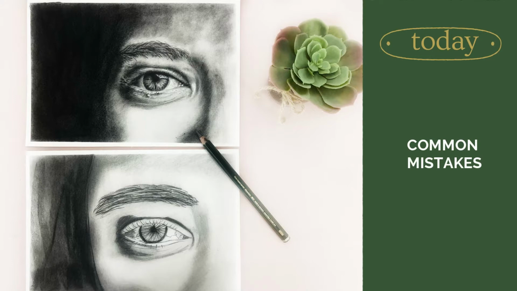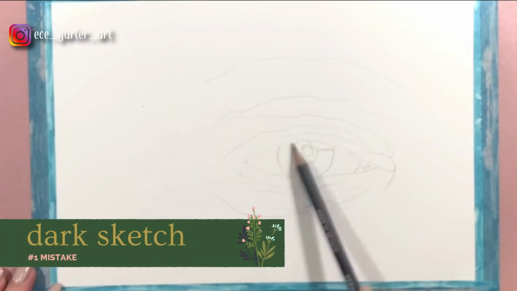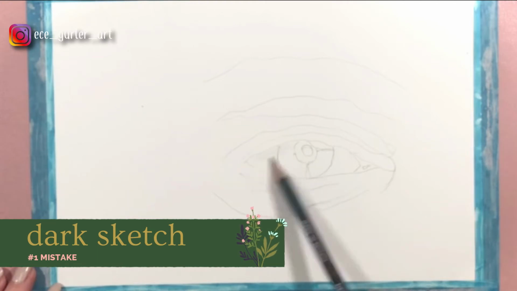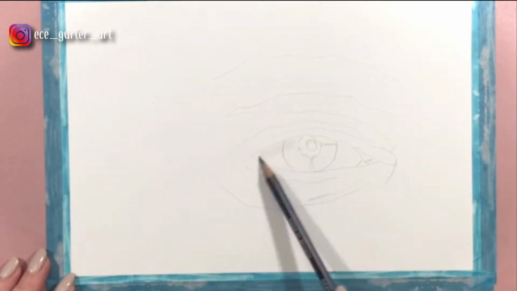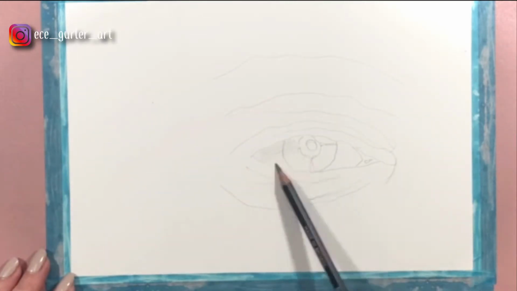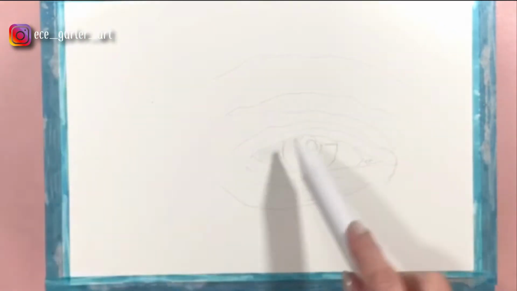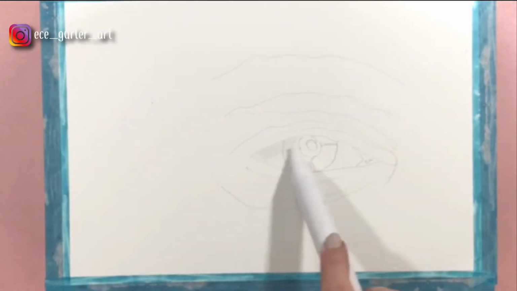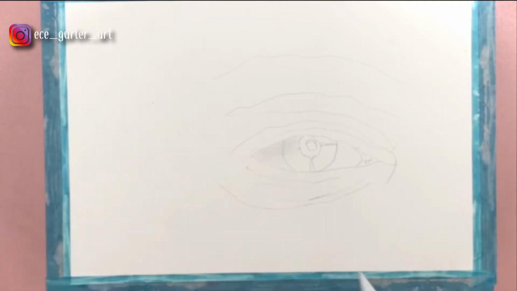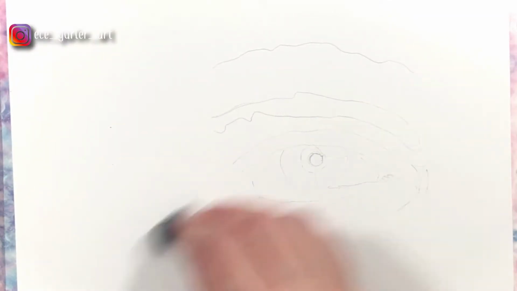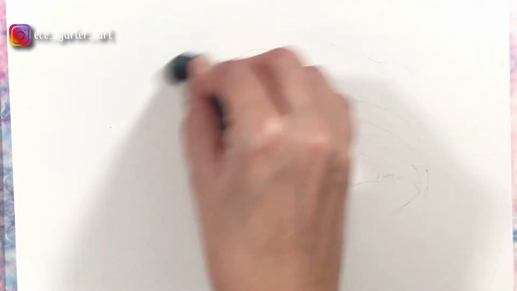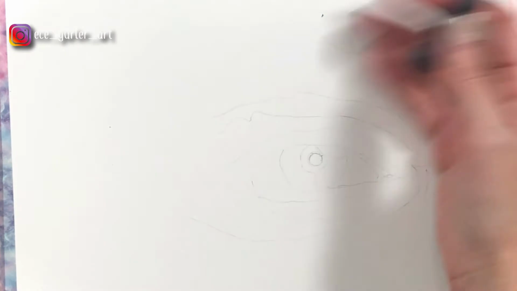Welcome to Art Mastery Cafe tutorial series. Today we are talking about common mistakes in eye drawing. The first one is dark sketch. Your initial sketch needs to be light, not dark. Otherwise, underneath your drawing, it will show up and it's going to look really bad, as if you're contouring. So whenever you start your drawing, make sure that you erase it and just leave enough graphite so that you can see.